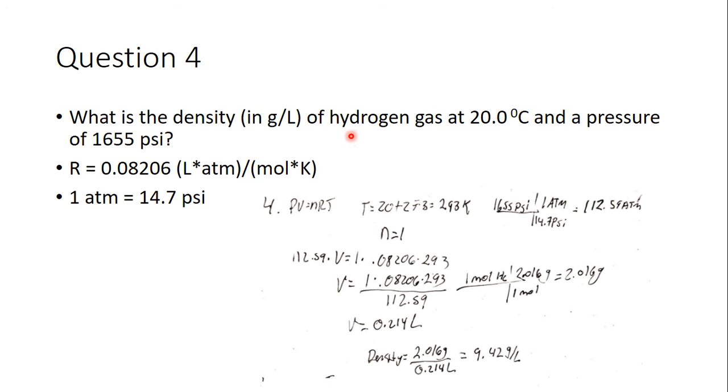Now this is hydrogen gas. Hydrogen gas has the molecular formula of H2. So I look up on the periodic table and find 1 mole of hydrogen gas is 2.016 grams, which means the weight is 2.016 grams. So the density is the amount of grams divided by the volume that I found, and hydrogen gas has a density of 9.42 grams per liter.